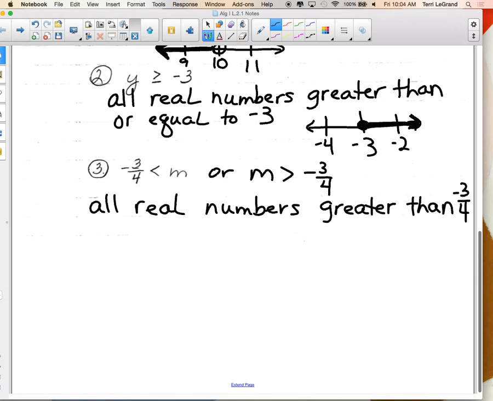Is -3/4 included in the solution set? No, it's not. Okay, so now this is where you really need to pay attention. -3/4 is our endpoint. We need it represented. But we're going to do integer neighbors, not 2/4 and 4/4. We're going to do integer neighbors.